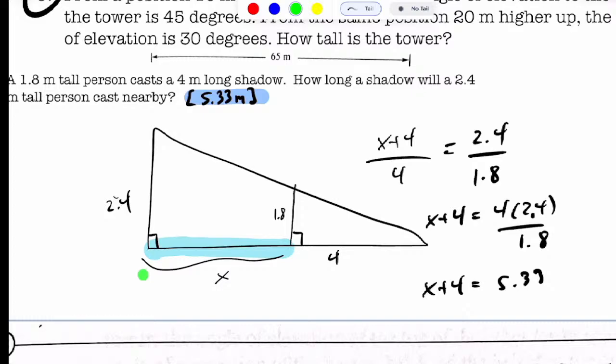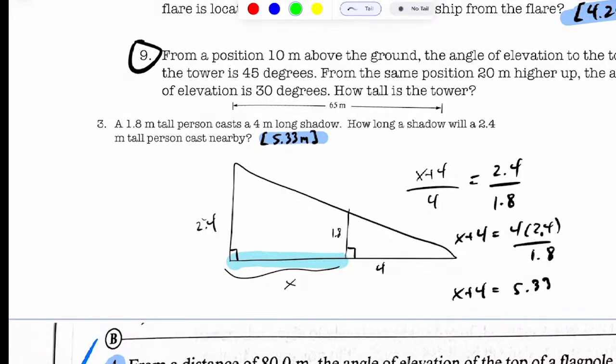I probably should have labeled this whole thing with an x, but I had just labeled this, so I still have to add the 4 anyway. So there's no point to solving for the x. That's just the distance between the two people. And that's it.